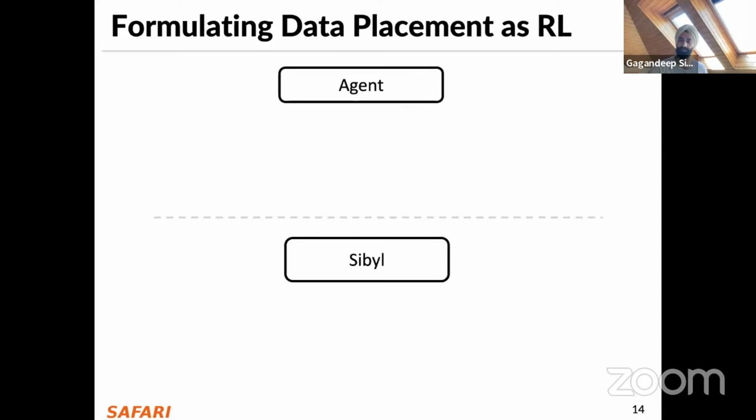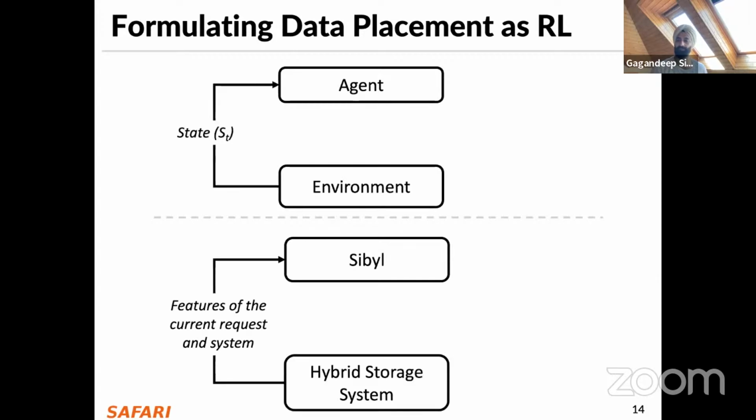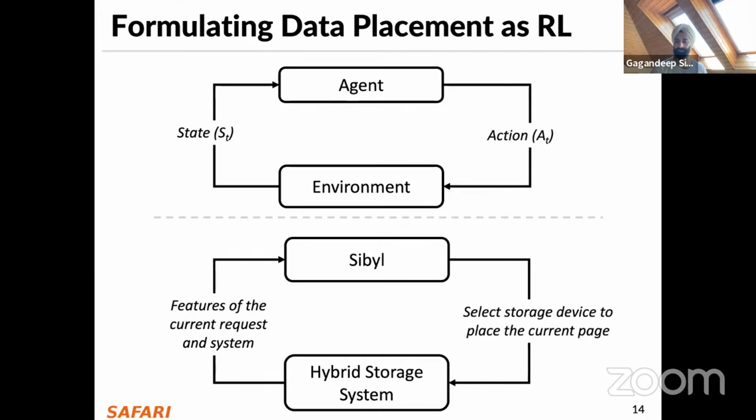So if we have to formulate data placement as a reinforcement learning problem, we have Sybil, which acts as the agent, while the hybrid storage subsystem acts as the environment. Sybil observes the workload and system features for every storage request and uses them as state information to take a data placement action. And for every data placement action, Sybil receives a numerical reward that evaluates the effectiveness of the data placement decision. Now we will concretely define the state, action, and reward for Sybil.